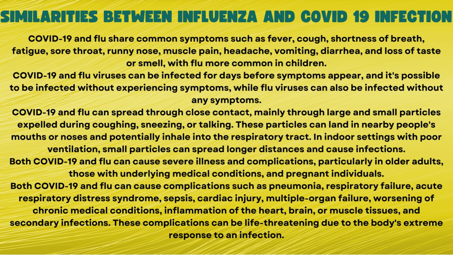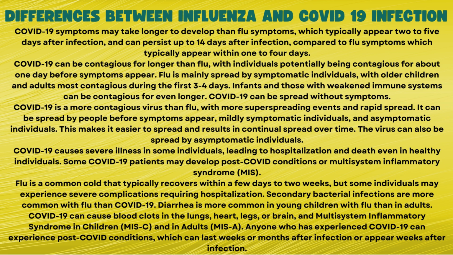Both COVID-19 and flu can cause complications such as pneumonia, respiratory failure, acute respiratory distress syndrome, sepsis, cardiac injury, multiple organ failure, worsening of chronic medical conditions, inflammation of the heart, brain, or muscle tissues, and secondary infections. These complications can be life-threatening due to the body's extreme response to an infection. Differences between influenza and COVID-19 infection.